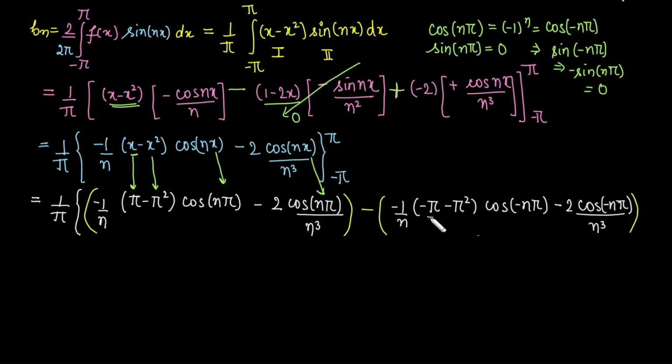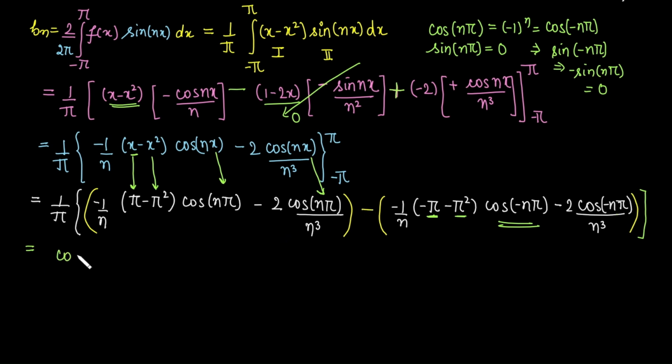X is replaced by minus pi, minus x square means minus pi square, that is pi square, and this negative sign is as it is. Cos of minus n pi minus twice of cos of minus n pi divided by n cube, that is your lower limit. So in the next step we know that cos of minus n pi is cos n pi. So we can take cos n pi outside from here as well as from here. Even these two terms contain cos n pi, so we can take cos n pi outside.